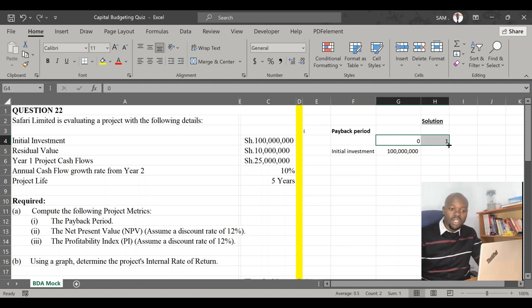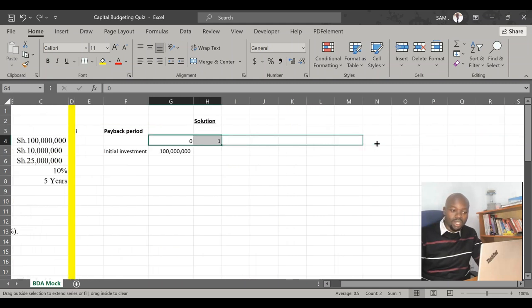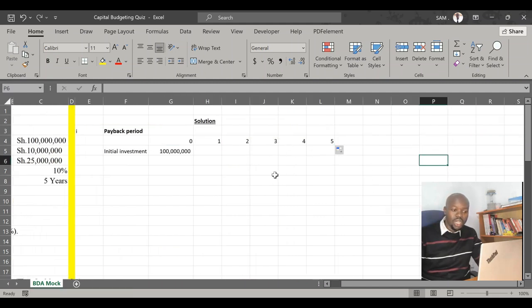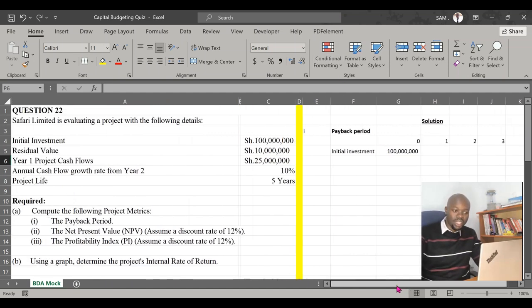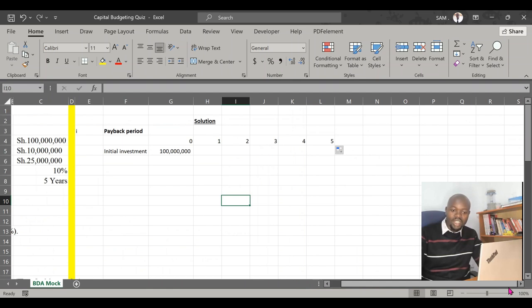So from year 1 is where we are going to get the cash flows. So I would want to come from year 1 and list the years from year 1 to year number 5. When you are learning advanced Excel, there is a concept that you are going to apply here, and you can see annual cash flow growth rate from year 2 is 10%. So we are going to see how to apply the growth rate in cash flows. And with Excel knowledge, it will make your work very easy. We are doing the application part of it as we solve this problem here.